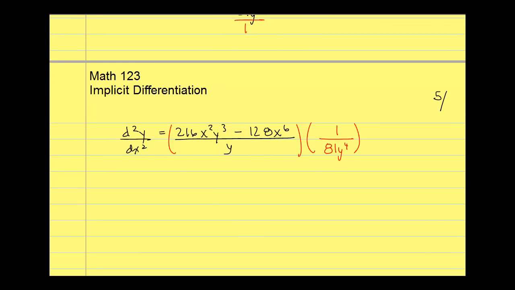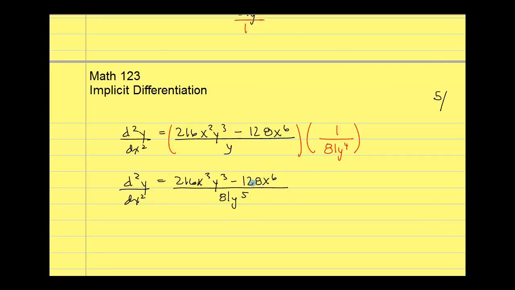Okay, still not done. This is fun. So d squared y dx squared. Looks like my numerator is going to stay the same. So I have 216. I might have a common factor there. We'll check it out in a minute. Minus 128x to the 6th all over 81y to the 5th. There's my derivative. So first of all, there's nothing left to cancel here because there's not a y in both terms of the numerator, so I can't factor out a y. I could factor out an x and simplify this a little bit, and I will do that.